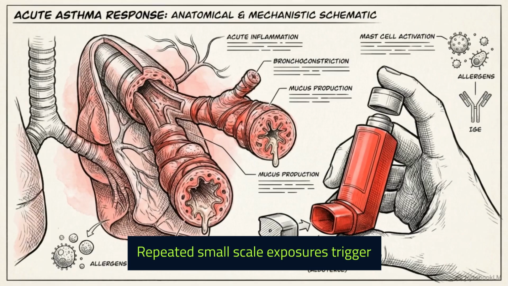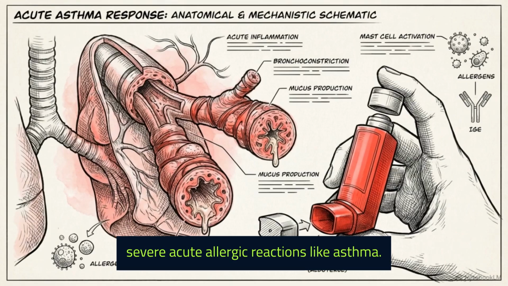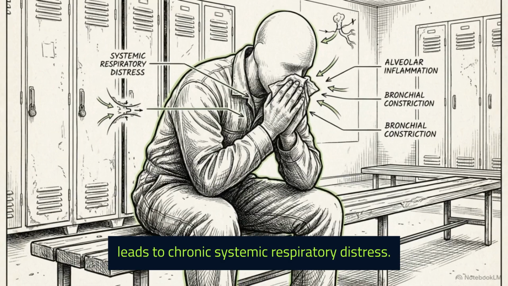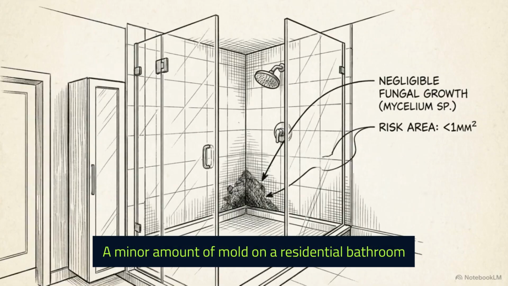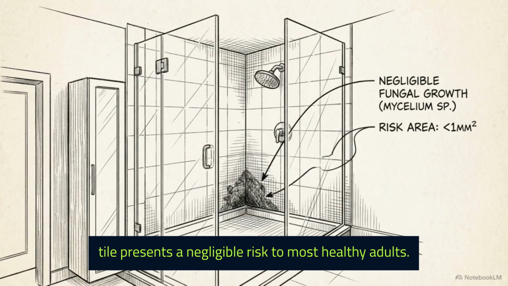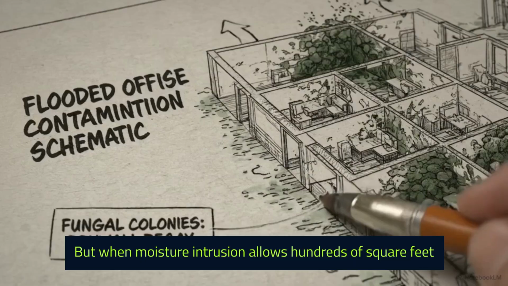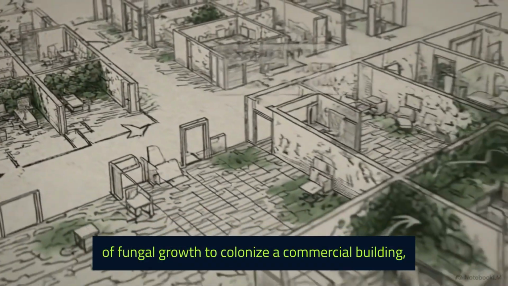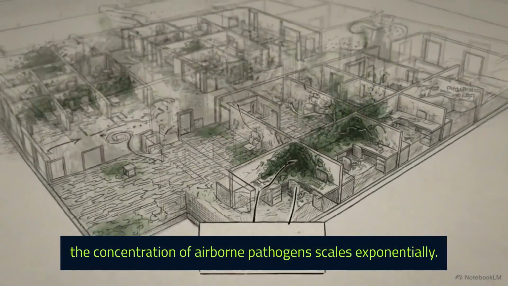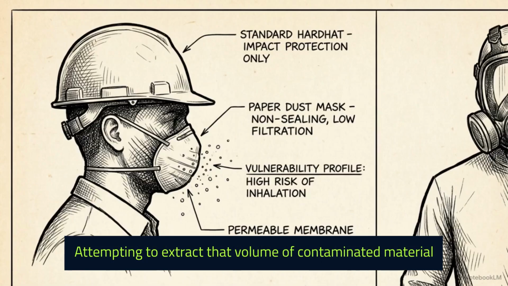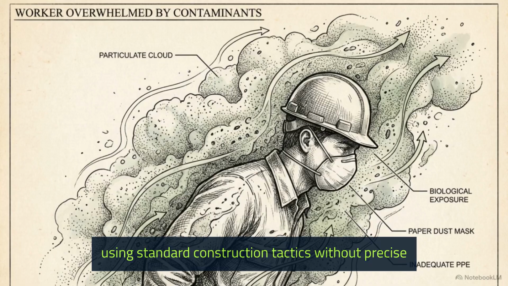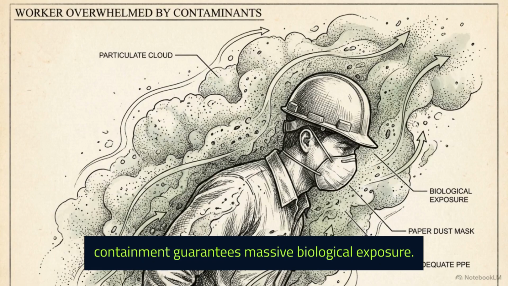Repeated, small-scale exposures trigger severe acute allergic reactions like asthma, while prolonged inhalation of these contaminants leads to chronic systemic respiratory distress. A minor amount of mold on a residential bathroom tile presents a negligible risk to most healthy adults. But when moisture intrusion allows hundreds of square feet of fungal growth to colonize a commercial building, the concentration of airborne pathogens scales exponentially. Attempting to extract that volume of contaminated material using standard construction tactics without precise personal protective equipment and systemic air containment guarantees massive biological exposure.